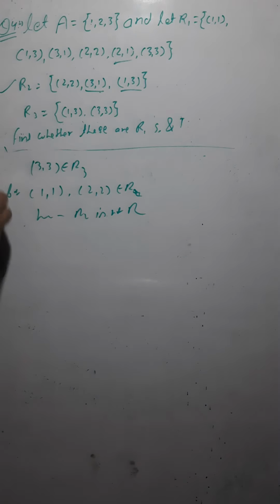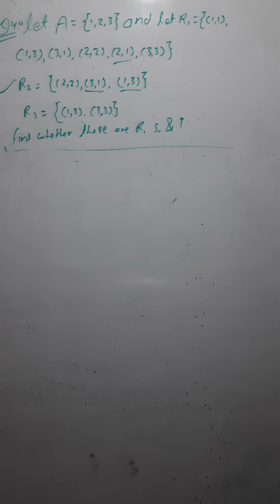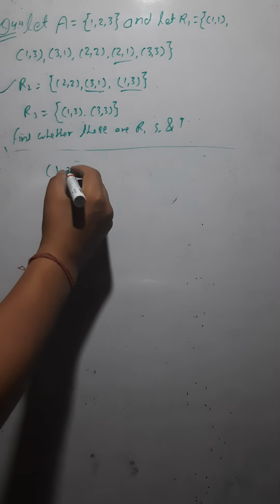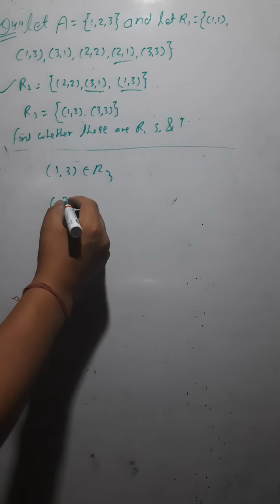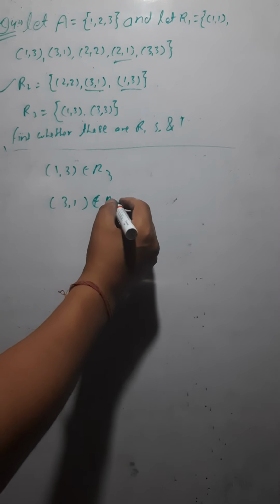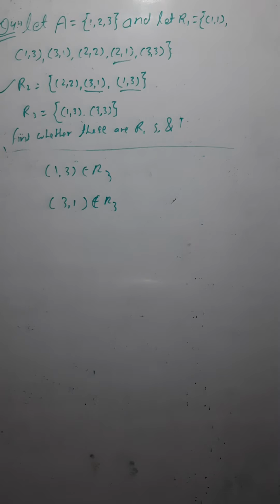Okay, and next you have to check whether it is symmetric or not. Symmetric means the reverse of the element should be there. If you can see, 1 comma 3 belongs to the relation R3, but 3 comma 1 does not belong to the relation R3. Hence R3 is not symmetric, isn't it? R3 is not symmetric. That is how you would check.